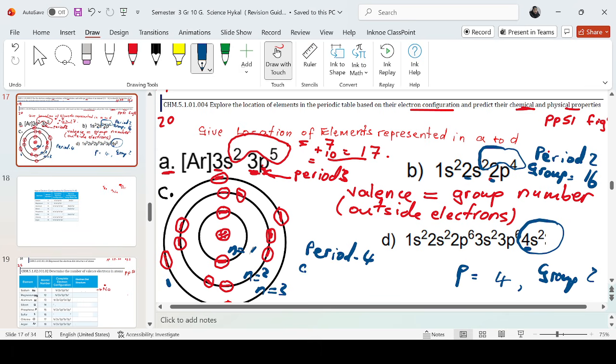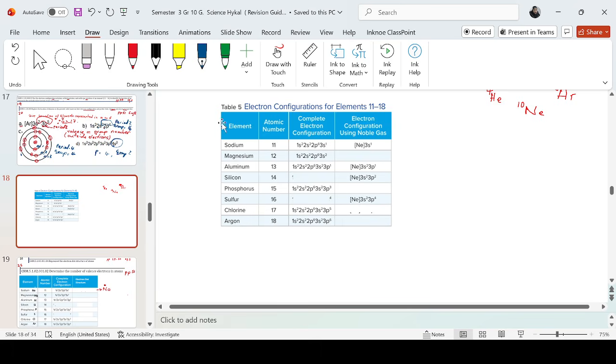Group. The group and valence is the same. Let's count how many electrons are there. 1, 2, 3, 4. Group 4. Because the electrons in the outside shell is what? 4. There are 4 electrons. The valence is 4. Group 4, period 4. Let's go to the next question.